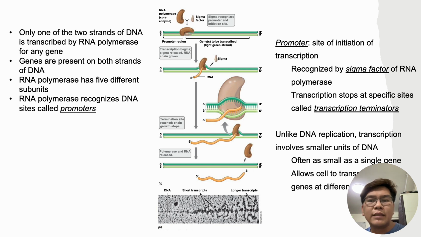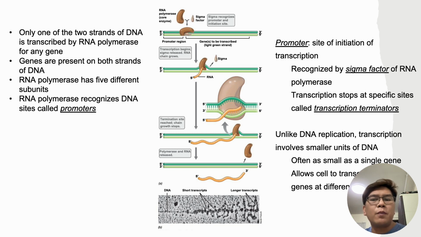The sigma factor recognizes promoter and initiation site. A promoter is a region of DNA upstream of a gene where relevant proteins such as RNA polymerase and transcription factors bind to initiate transcription of that gene, leading to RNA synthesis. Once promoter and initiation site is recognized, transcription begins, sigma factor is released, and RNA elongation follows. Transcription will only stop when the termination site is reached, after which the polymerase and the RNA is released.